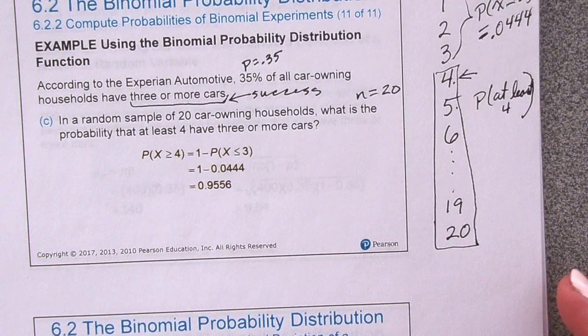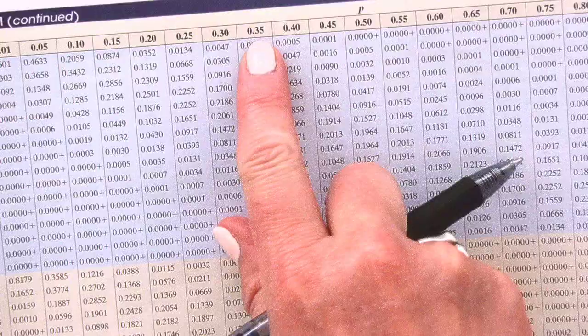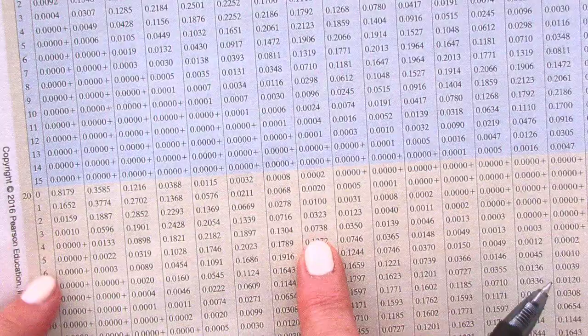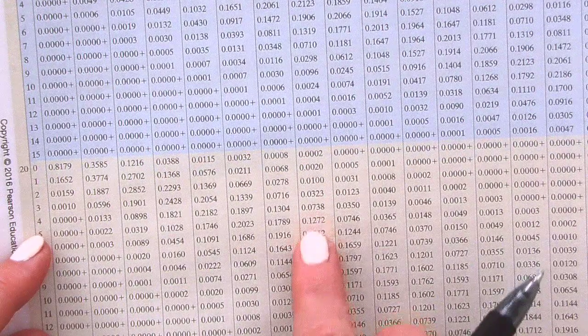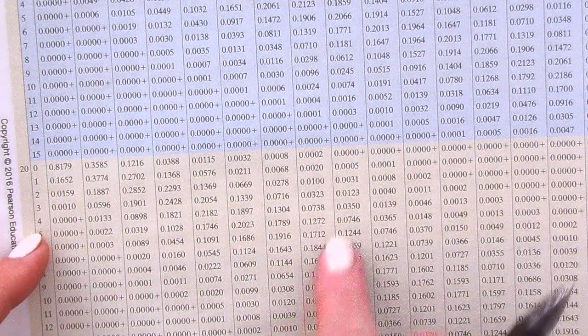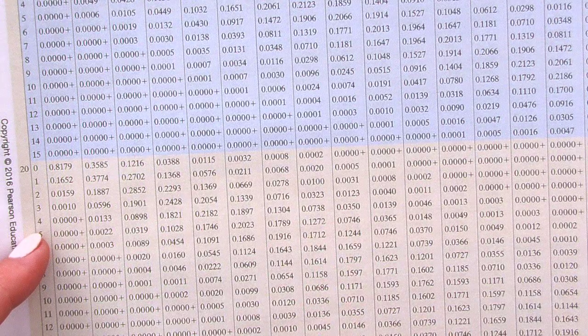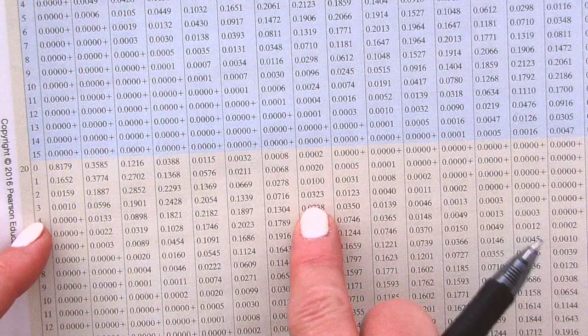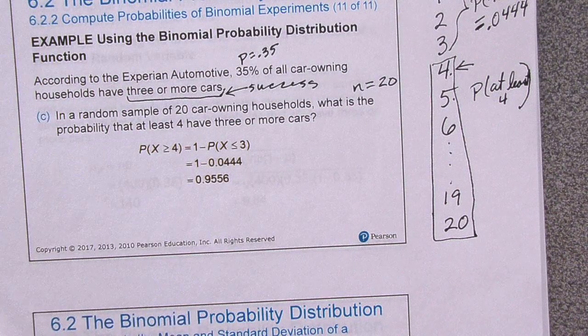You can also use your table, and you could go to where the probability of success is 0.35, where n equals 20, and you could go down and add up 4 through 20, add all those together. Or you can do 1 minus each one of these: 0, 1, 2, and 3. Any questions?